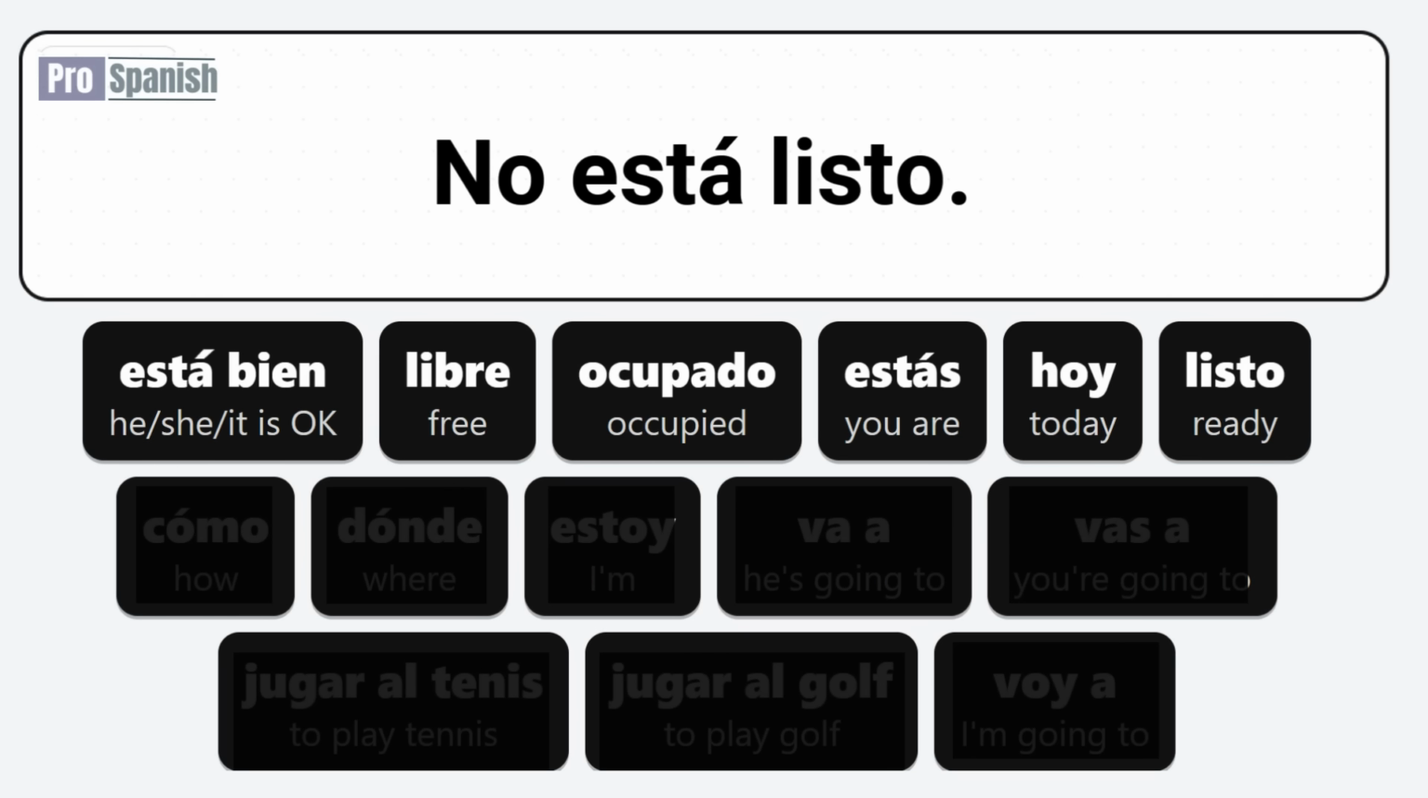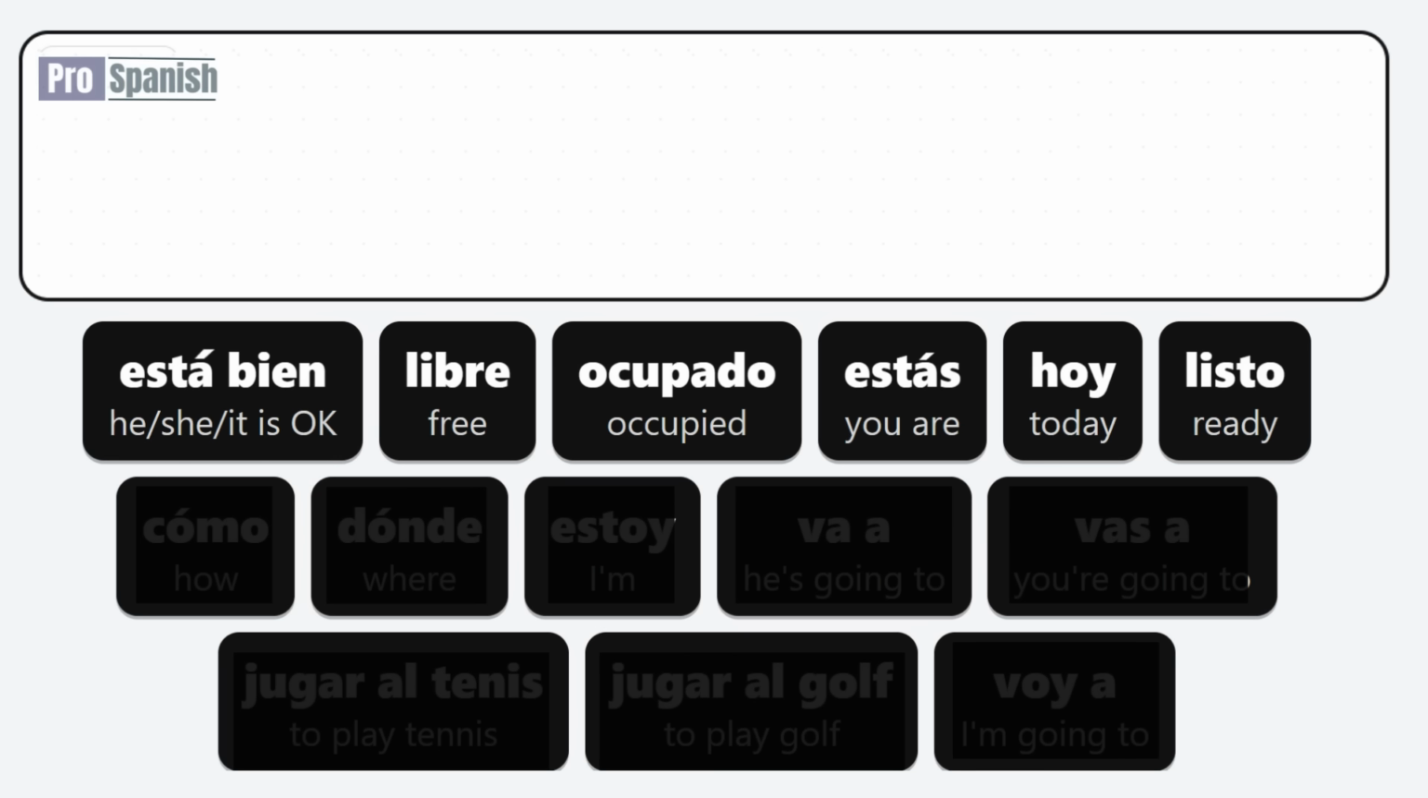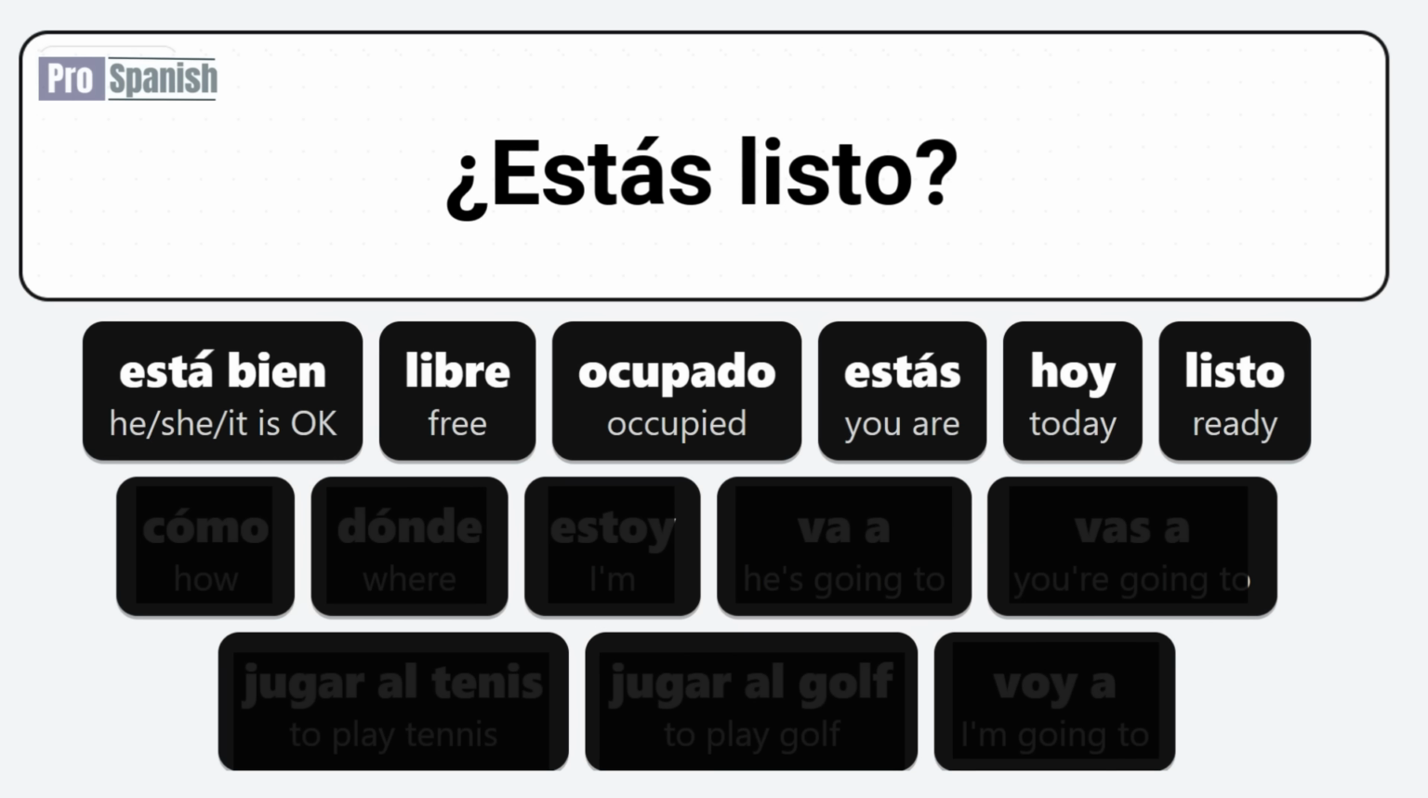It's not ready. How would you ask the question, is she ready? ¿Está lista? And the answer might come back, no, está ocupada. No, she's busy. How would you ask, are you ready? ¿Estás listo?